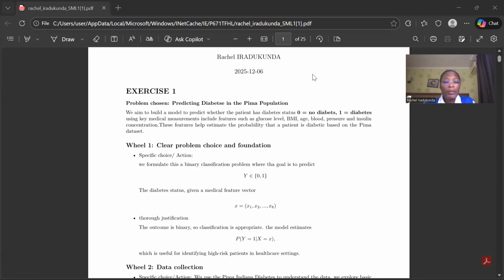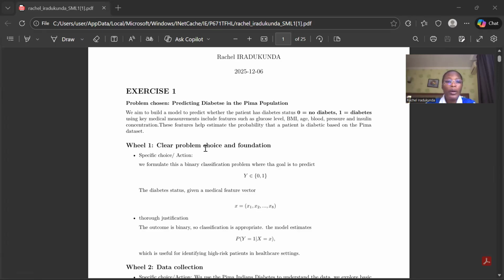With my exercise, I chose to use a data set called the Pima India dataset. This Pima India dataset has 9 variables which contain the features and the output. The output is the diabetes status. If the patient has diabetes, we predict 1. If the patient has no diabetes, we predict 0.